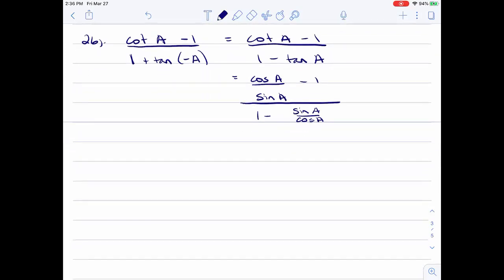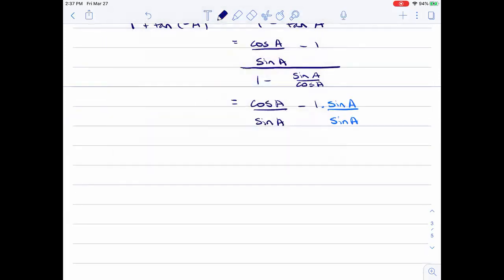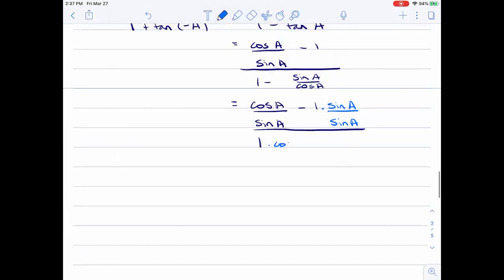Okay, so I've got a fraction over a fraction essentially, but I have to get these over a common denominator, both of them. So I'm going to have cos A over sine A minus 1, times sine A over sine A to get that common denominator, over 1, and then times cos A over cos A to again get that common denominator, minus sine A over cos A.